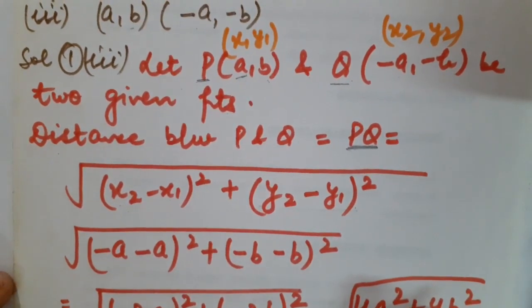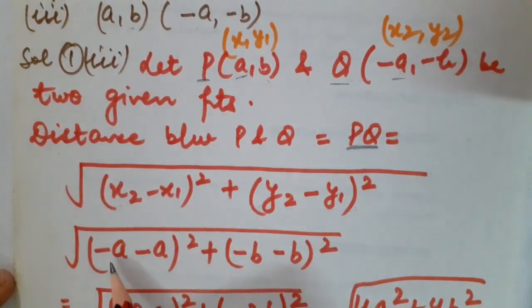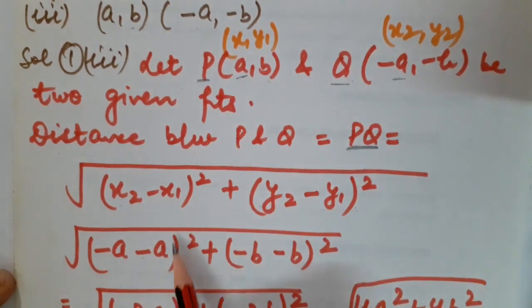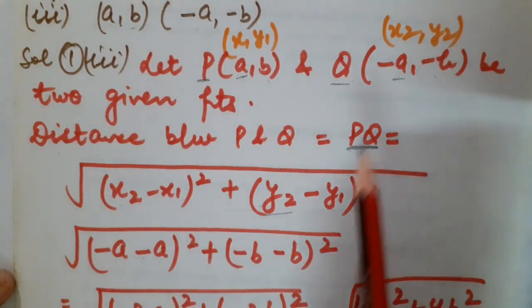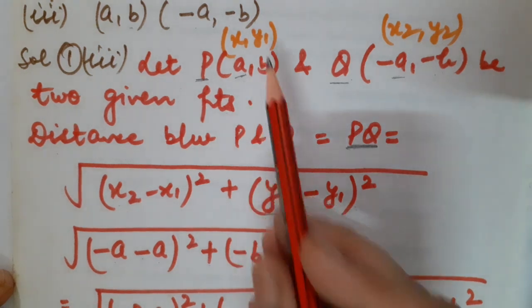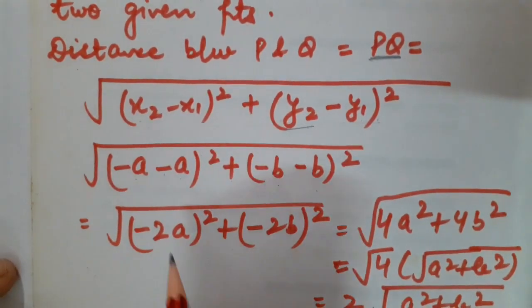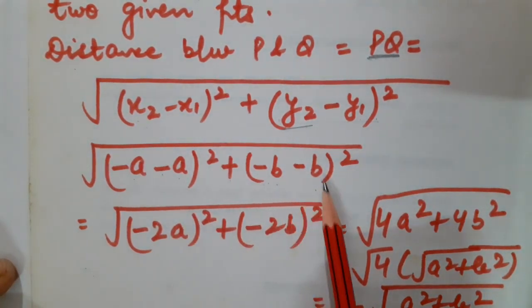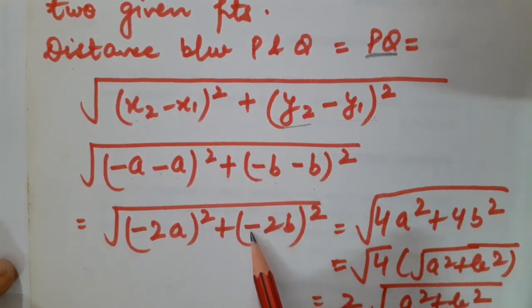Now please be focused. What is x2? This is minus a written over here. Now this minus sign. What is x1? This is a, whole square, plus what is y2? y2 is minus b written over here. Then this minus sign, and what is y1? y1 is b written over here. Fine. Now minus a minus a will give you minus 2a whole square plus minus b minus b will give you minus 2b whole square, because minus minus plus but sign will be of minus.